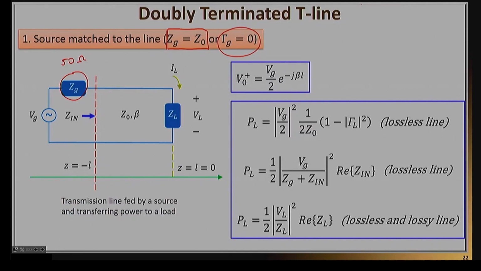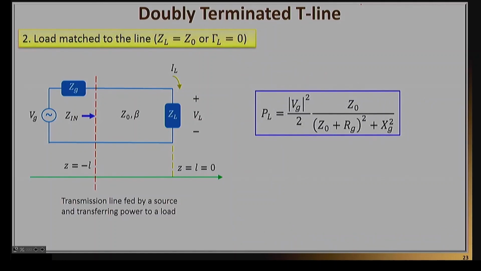And there are some useful equations that come out of this. So the V naught plus will become very simple. It's essentially half of Vg with this exponential. And then all of the equations that we have discussed before will become greatly simplified. So the first equation I discussed before was giving you this PL. I also discussed this PL equation here. And finally, this equation is also valid. And again, you can see the details of that in my notes.